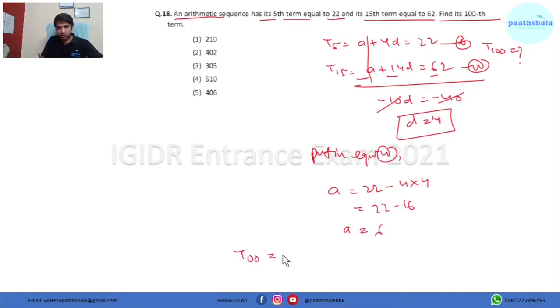Now T100 will be a plus 99 into d. So this is 6 plus 99 into the d value, which is 4. So this will be 6 plus 9 4s are 36, 9 4s are 36, and this is 396. So this comes out to be 402. So option 2 is the right option.